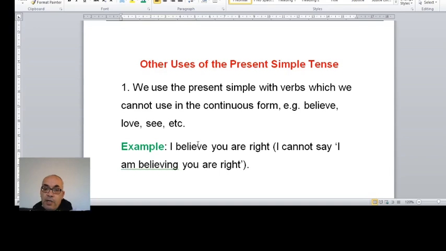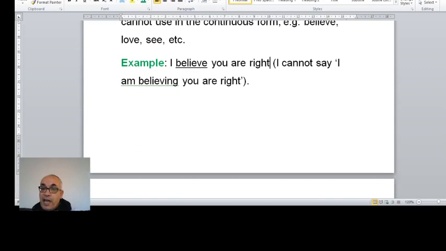So here, again, we cannot use the present continuous. I cannot say I am loving, I am seeing. You have to use the present simple tense. So this is believe, the verb, and it is the simple present tense. And I repeat again, the present simple tense has how many verbs? One verb. Very good. I can hear you saying it.